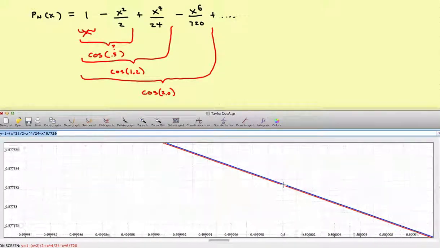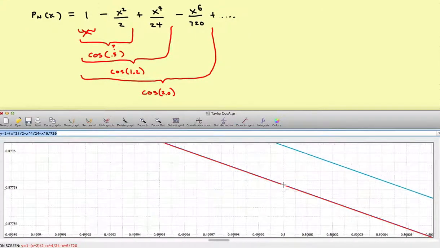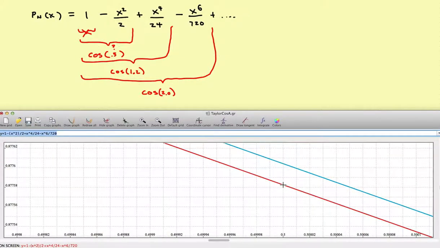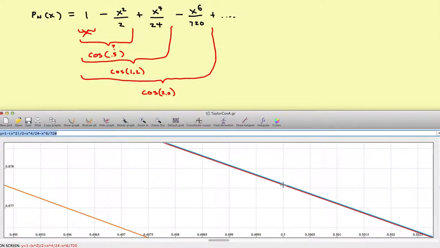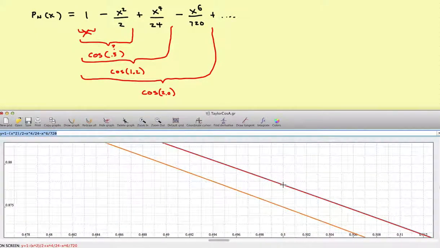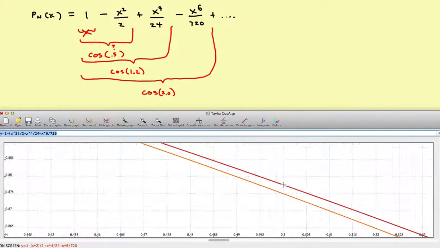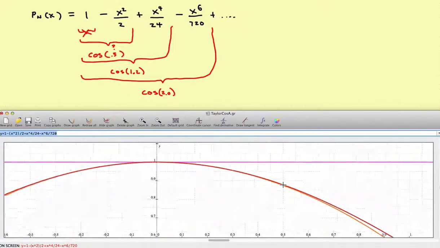So as I back out, there goes the 6th order one. This blue graph, here comes the 4th order one, and it'll blend in. And you keep going out. This orange graph is the 2nd order one. If you keep backing out, it'll blend in. And then you just keep backing out, and eventually you can see the whole thing.